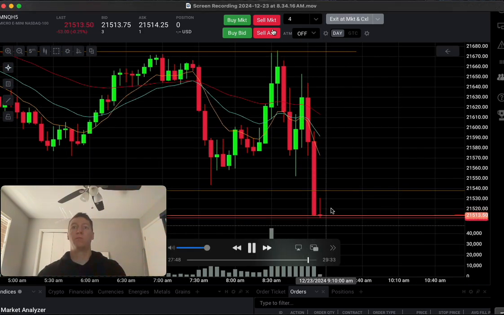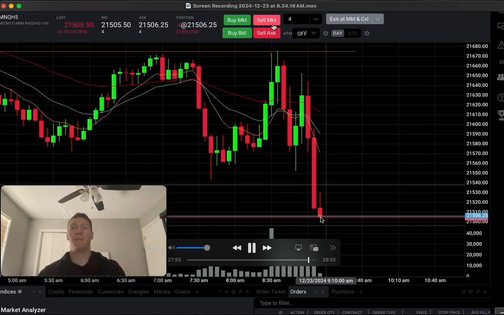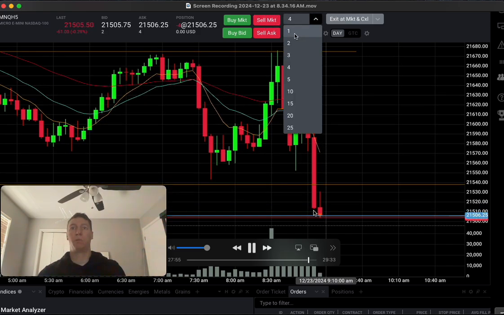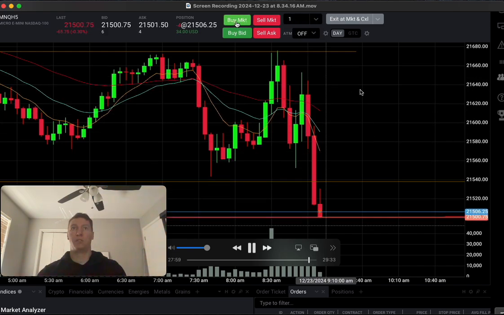So we have the close below. Now I'm looking for that push down to enter this trade. We start to push down. I immediately enter once we broke below that wick. Sold 4 contracts against MNQ.